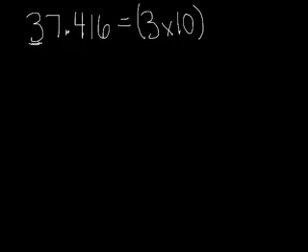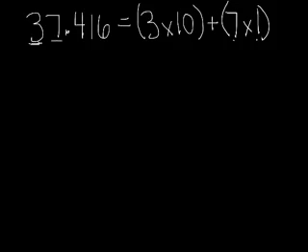Next, we're going to need to look at the next place value, which in this case is our ones place. There are 7 ones in the number 37 and 416 thousandths. We're going to write this by saying 7 groups of 1, or 7 times 1. Again, we're going to read this as 7 groups of 1. And we're going to add this to our tens place, which is the 3 groups of 10.